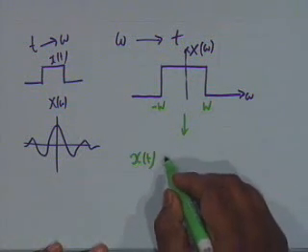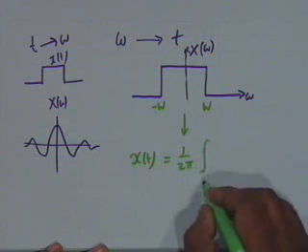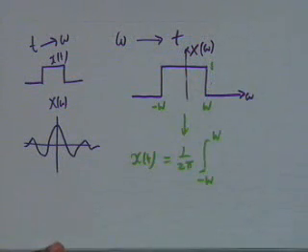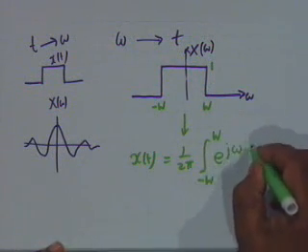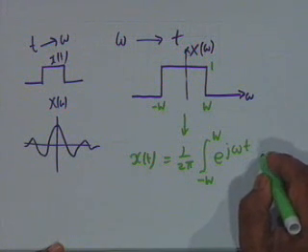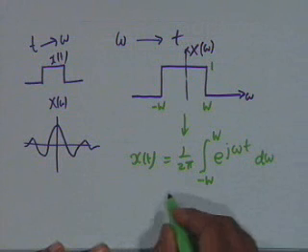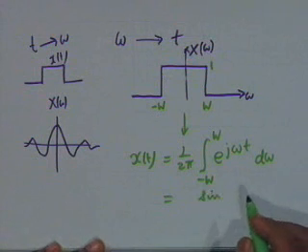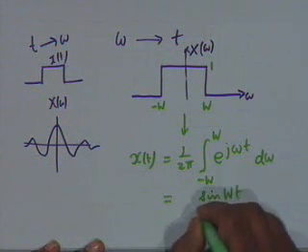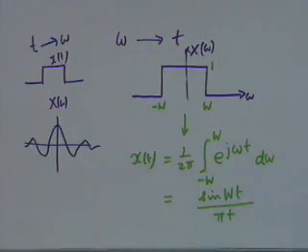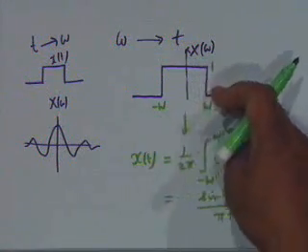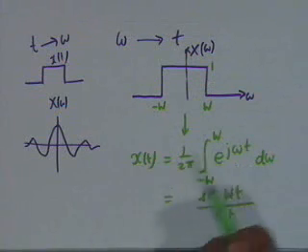That is, I take 1 by 2 pi, then integrate only from minus w to plus w, taking the value as 1, e to the power j omega t, d omega. If you do this very simple integral, you will see that what we get is sine of wt divided by pi t. This is a very interesting phenomenon: if we start with a rectangular pulse in the frequency domain, the inverse transformation again gives a sin x by x form.